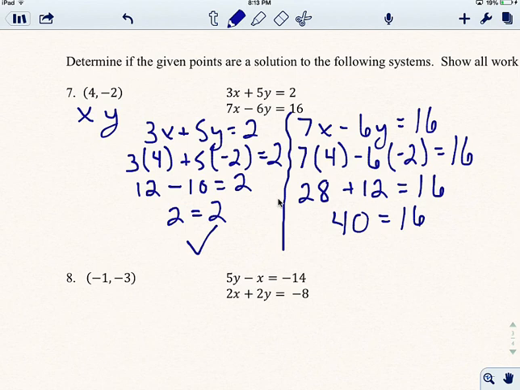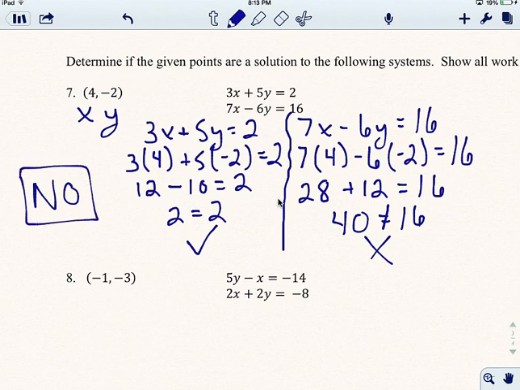40 does not equal 16, okay? And the way we would denote that is we put a little line through the equal sign, so that equal sign doesn't work. What I do is I put a big X down here, okay? So I've got a check mark and an X. Now, if I don't have two check marks, then the point is not a solution for the system. So what I'm going to do, I'm going to put a big no over here.